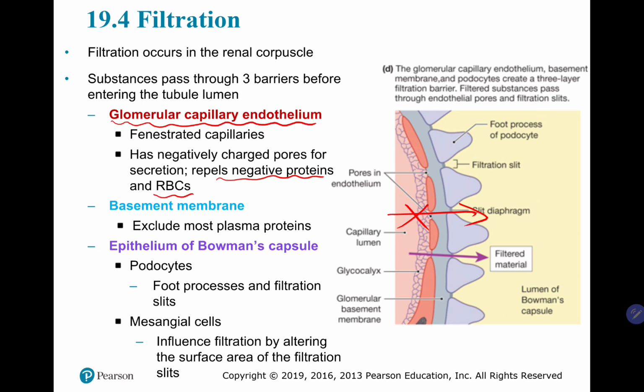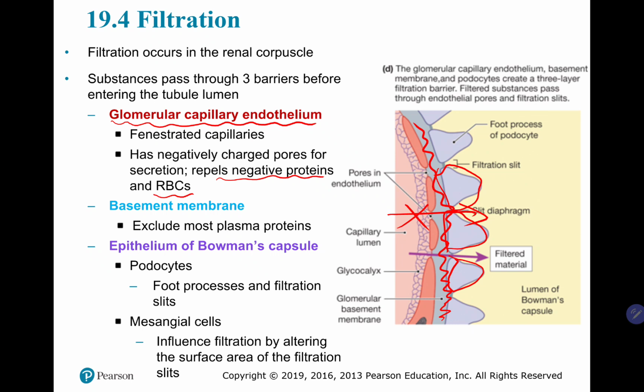The second barrier is going to be the basement membrane. When we're looking at this basement membrane right here, that's also going to exclude most of those plasma proteins. So again, proteins are not going to get filtered through. Then you have the podocytes that I'm drawing in. These podocytes are going to have these processes, and it's going to allow for filtration slits. And this is going to be a part of the Bowman capsule epithelial wall. So these podocytes will create these slits, and if it's too large, it's not going to fit through. And of course, these mesangial cells are going to influence the filtration by altering the surface area, okay?